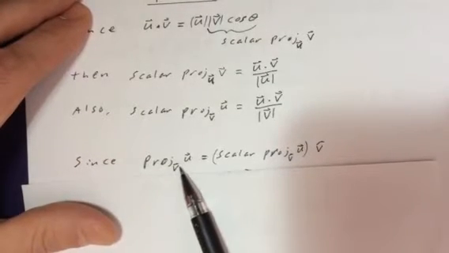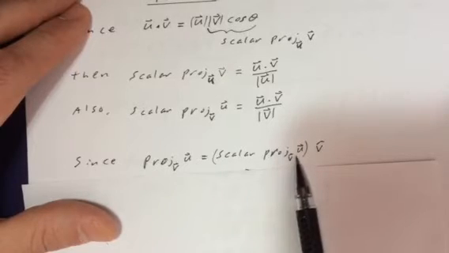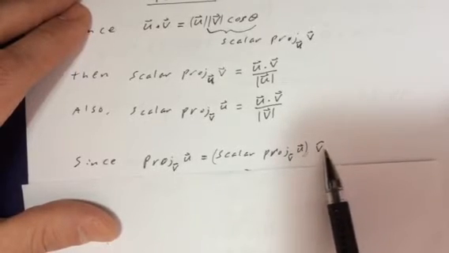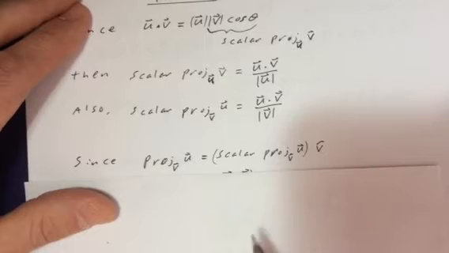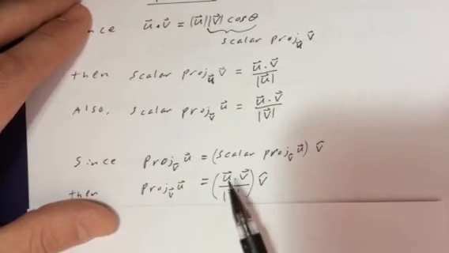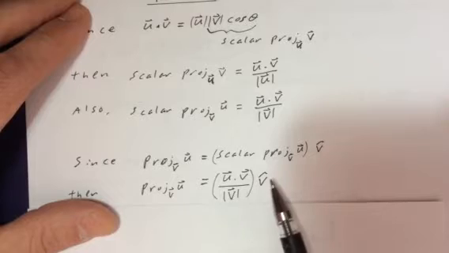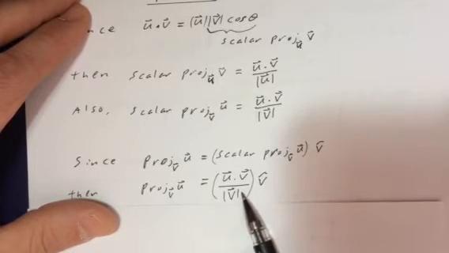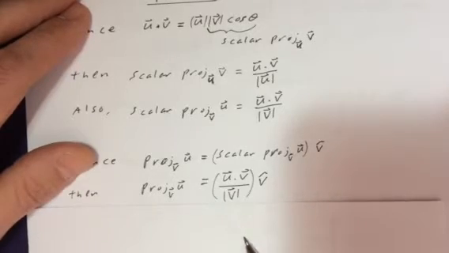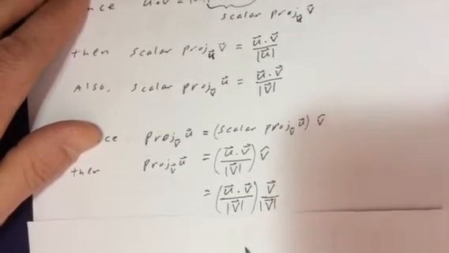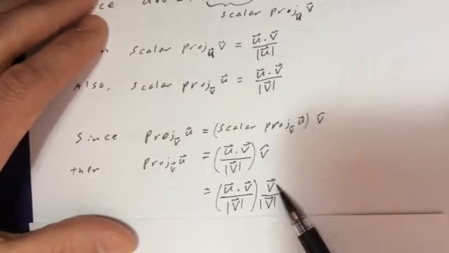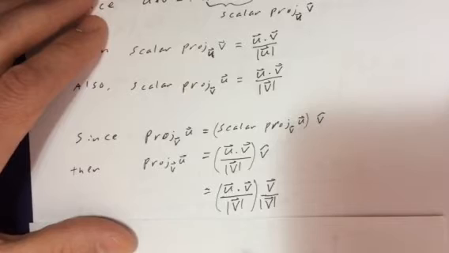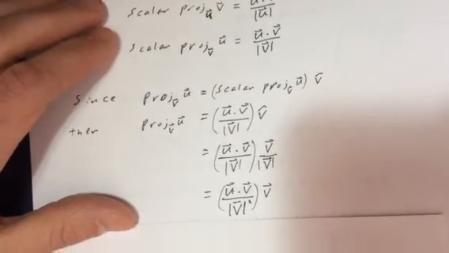Since the vector projection equals the scalar projection of u onto v times the unit vector v, well, we can just do some substitutions in here. We know what the scalar projection is. It's u dot v over the magnitude of v times v hat. Plug some more in. We know the formula for v hat, or the unit vector v, is v over the magnitude of itself. We can now take that and multiply it by that scalar, and we get this nice little formula here.